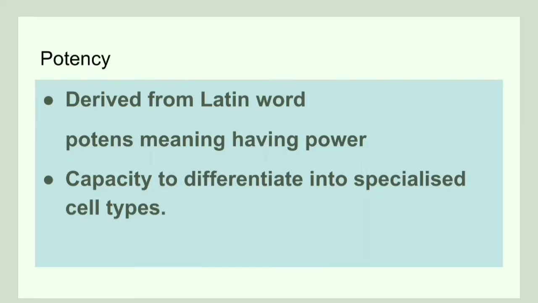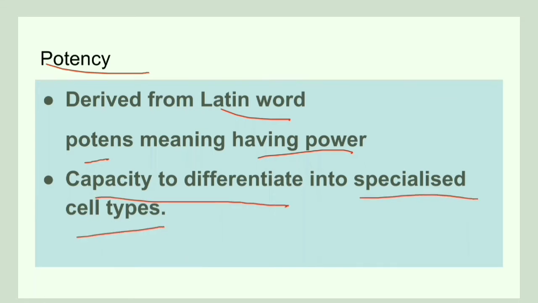Next, we are discussing potency. Potency has been derived from a Latin word, potens, which means having power. And what is potency? Potency is the capacity to differentiate into specialized cell types. So the capacity to differentiate into specialized cells is known as potency.